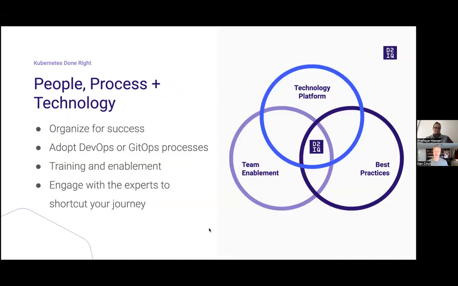Which will segue perfectly into, hey, look at that. Yeah, that's what it is. It's all about people, process, and technology. It's about organizing for success. Making the cultural changes is probably the hardest. But that's something you definitely have to take a look at if you really want to become a DevOps or GitOps process-based organization. Changing your organization to reflect that is something that needs to happen.